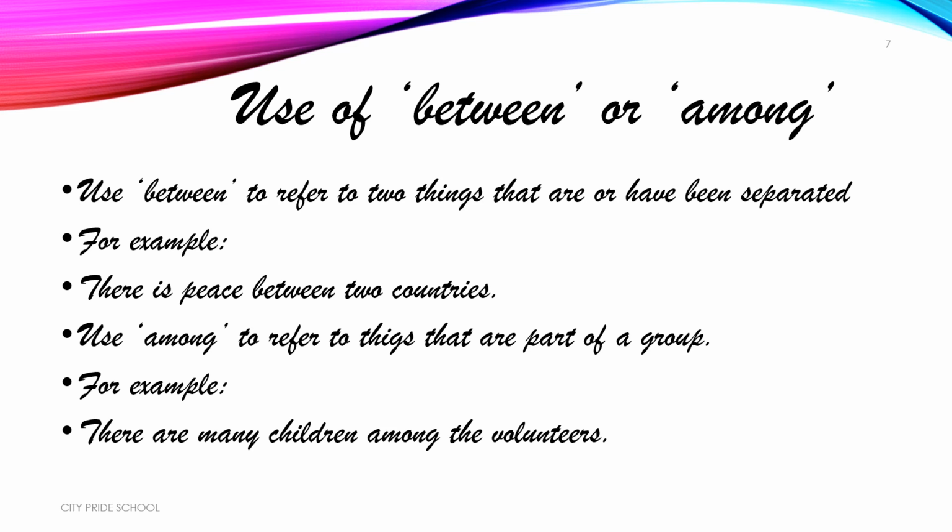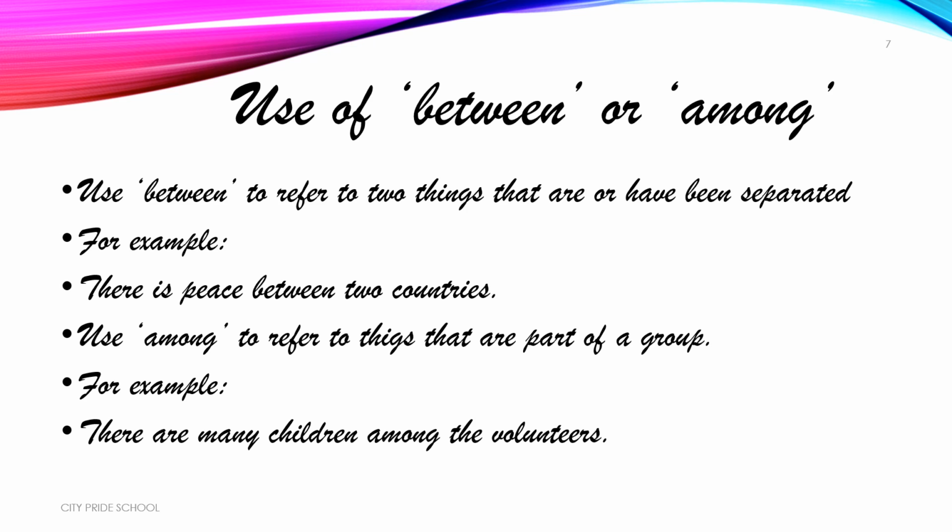And among is used to refer to things that are part of a group. Like there are many children among the volunteers. Or I kept my pen among the books. Like there were many books and my pen is there. That time you cannot say between because there are many books. Here also there are many volunteers and there are children also. So there are many children among the volunteers.